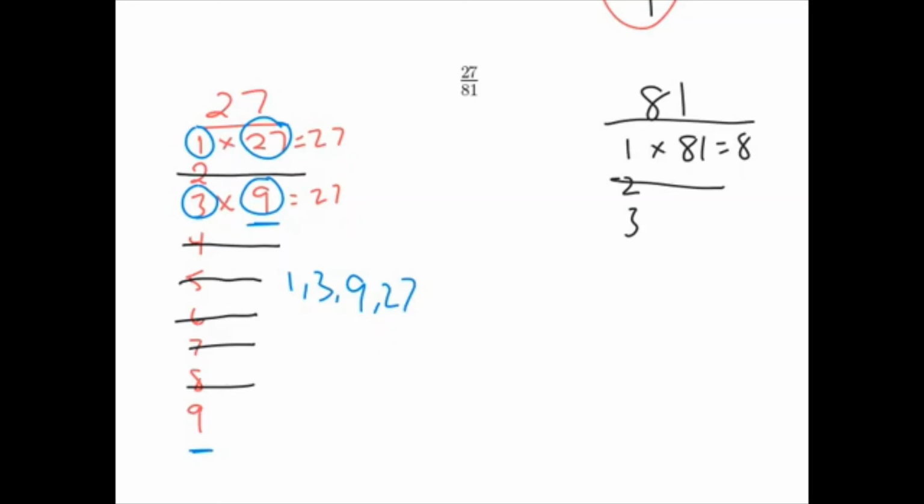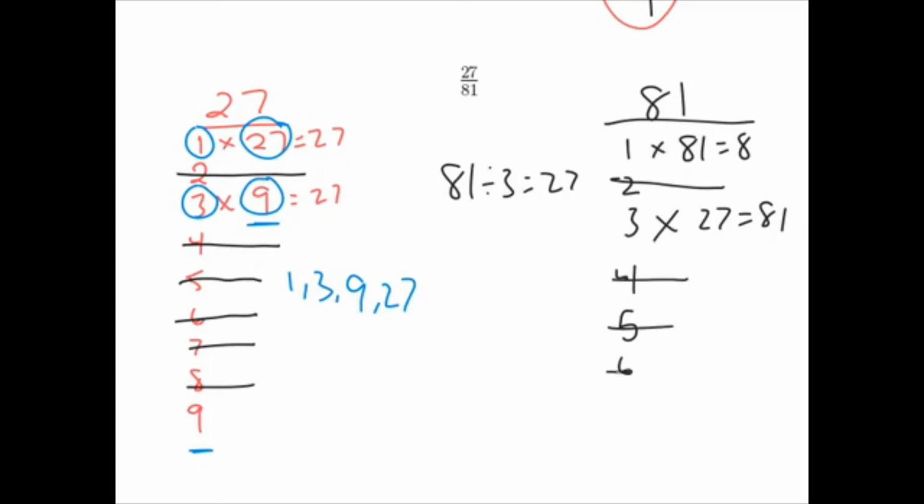The question is what will it be? And we can figure that out by doing some division. So what we would want to do is look at 81 divided by 3, and we see that that's actually equal to 27. So 3 times 27 is equal to 81. 4, again, is an even number. 5, a way to easily check is to see that 81 does not end in a 0 or a 5, so 5 will not be a factor. 6 won't be a factor because it's not even.